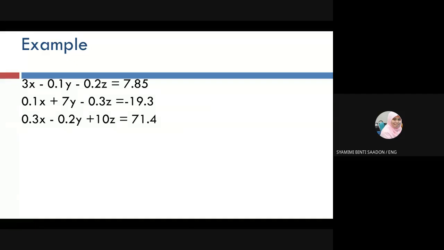Okay, done. Haikal, we are doing an example on the screen. Try to solve the example.